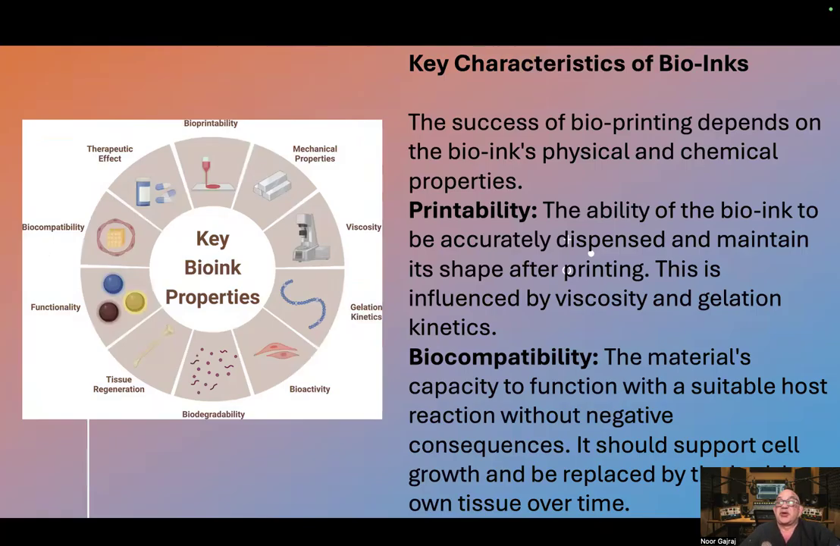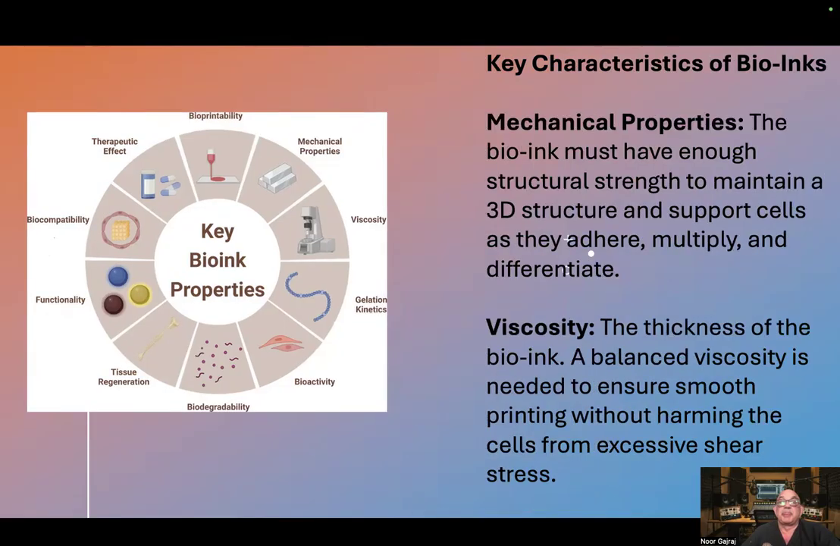The success of bioprinting depends on the bioink's physical and chemical properties. Printability, the ability of the bioink to be accurately dispensed and maintain its shape after printing. This is influenced by viscosity and gelation kinetics. Biocompatibility, the material's capacity to function with a suitable host reaction without negative consequences. It should support cell growth and be replaced by the body's own tissue over time.